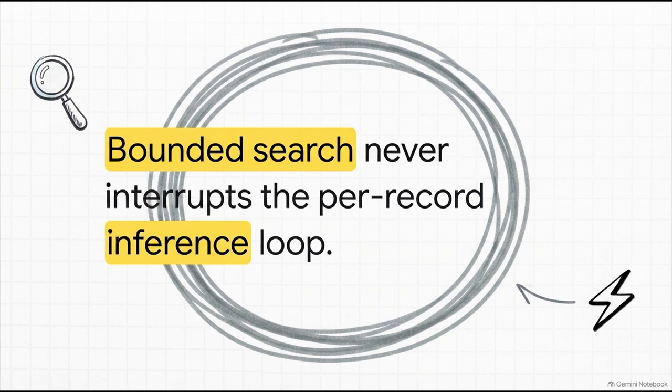So the absolutely crucial point here is this: bounded offline search never interrupts the per-record inference loop. When Prolog finds a new, highly accurate logical rule, that rule is verified in Python, compiled down to native C++ bitwise instructions, and then seamlessly swapped right into the active model. The inference engine just keeps chugging along at hundreds of millions of records per second, completely unaware of the complex symbolic reasoning that actually built its instructions.